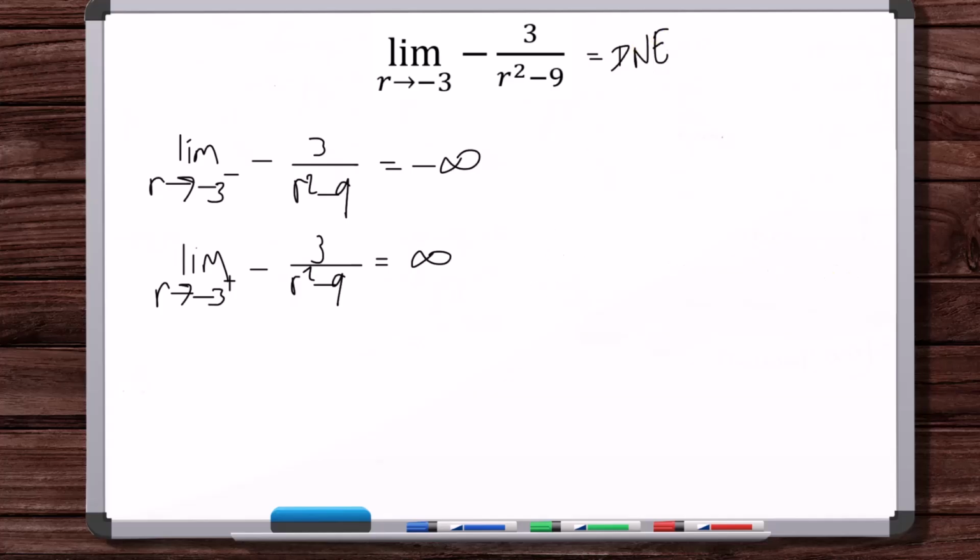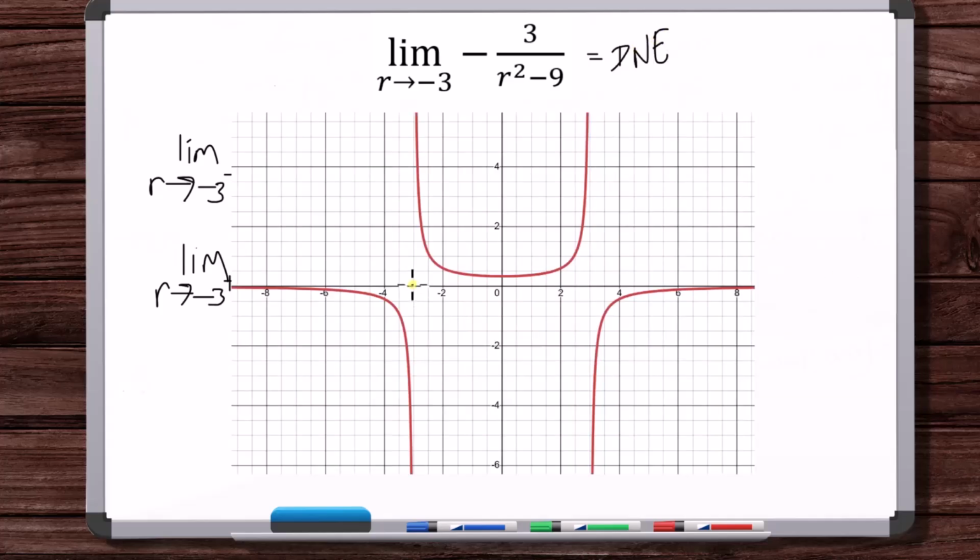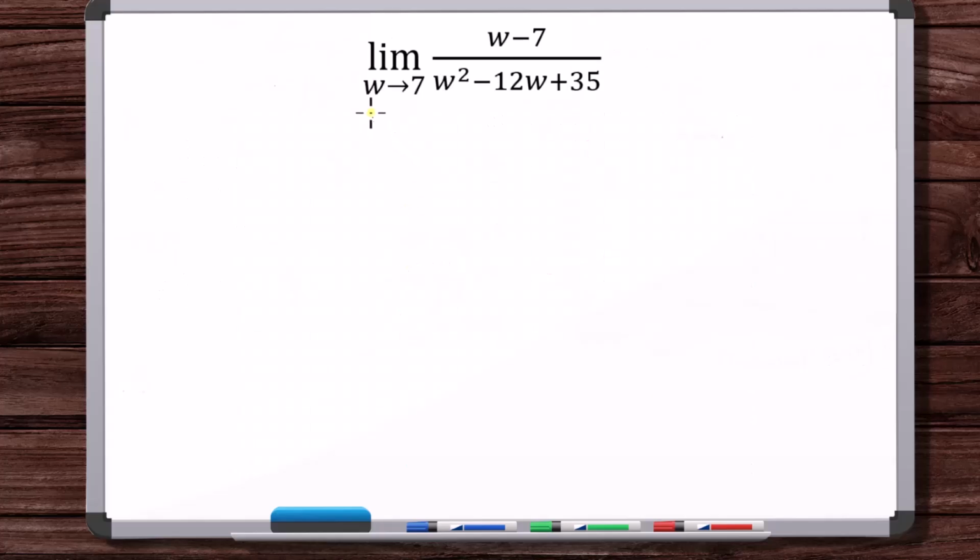If we look at the function, yeah, minus 3 is a vertical asymptote, but the function is approaching negative infinity from one side and positive infinity from the other side. Okay, the limit as w approaches 7 of w minus 7 over w squared minus 12w plus 35. So the numerator is going to go to 0, and if the denominator doesn't go to 0, then this limit is equal to 0, but I'm assuming the denominator is going to go to 0 as well.